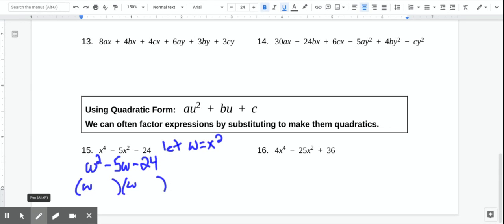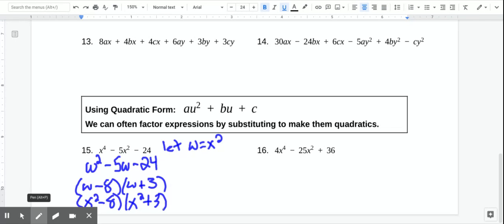W and w. Got to be opposite signs. I'm looking for factors that multiply to negative 24 and add up to 5. So negative 8 and positive 3. That's factored. But remember, there was not originally a w in this problem. It was an x squared. So now we substitute our x squared back into the problem, and we have x squared minus 8 and x squared plus 3. This is just a way to force it into something that we can factor, and then we substitute back to get what it's supposed to look like.